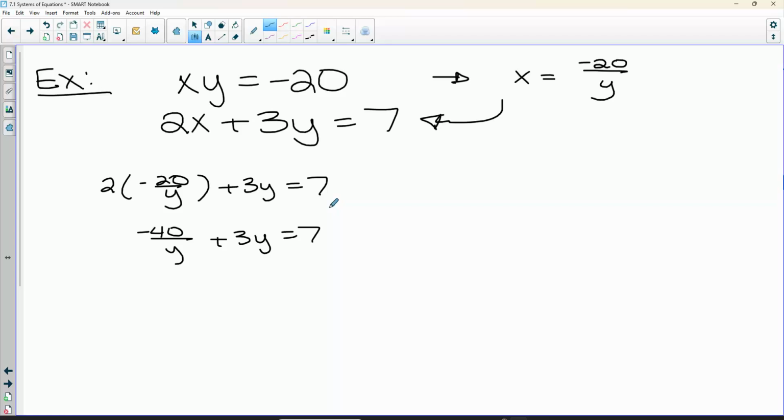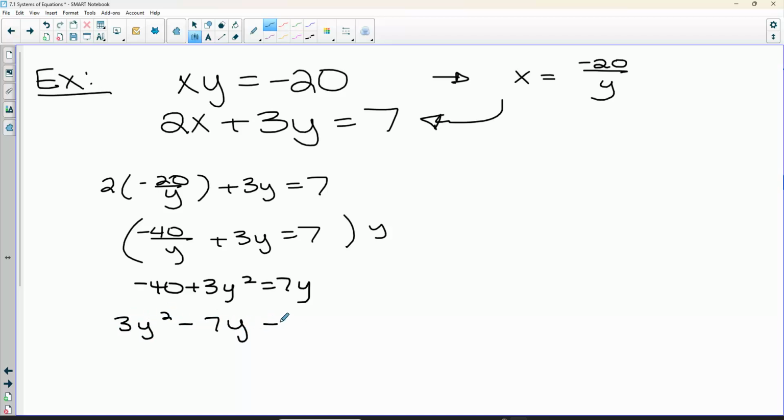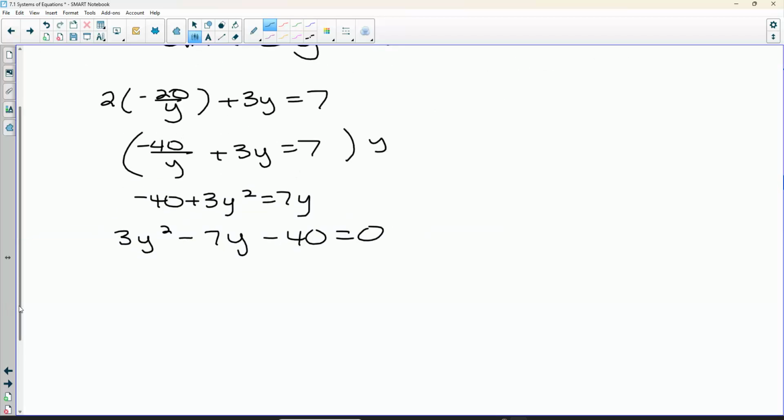So I replace my x. What do you think I could do here? Yeah, let's take everything times a y. So if I put everything on one side, this is 3y squared minus 7y minus 40 equals 0. So what do we do from there? We need to factor that.